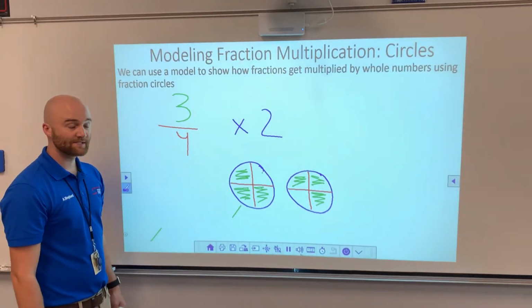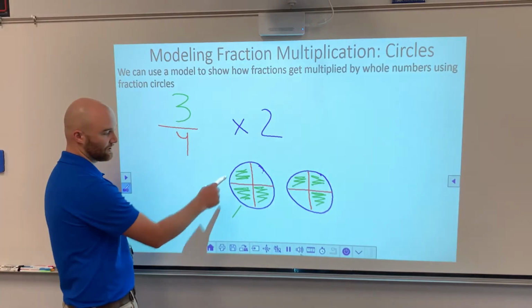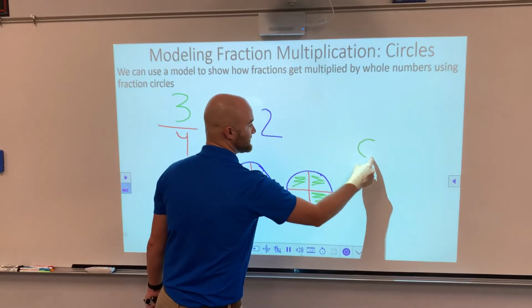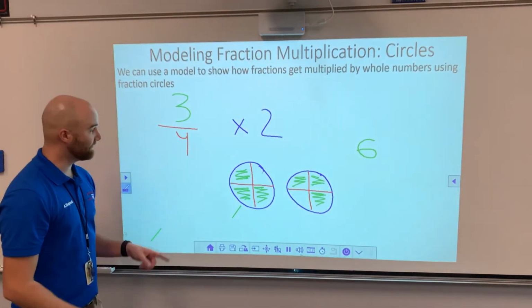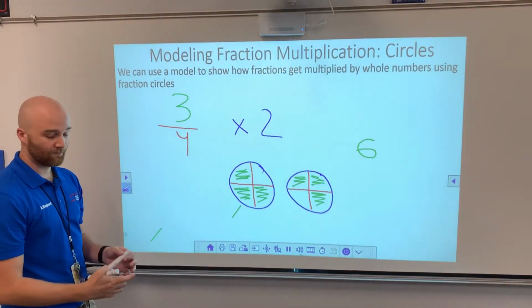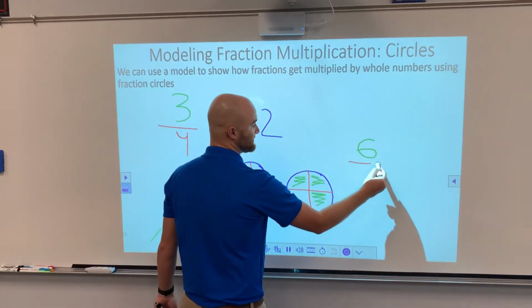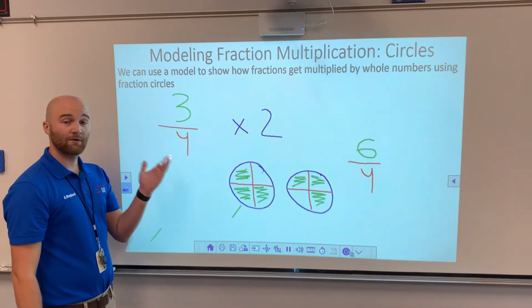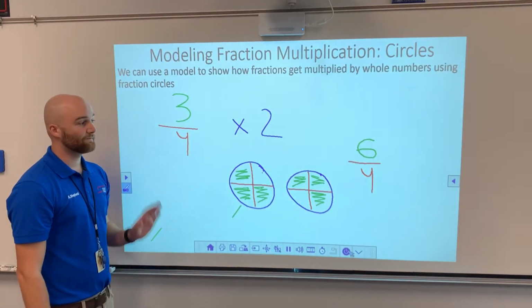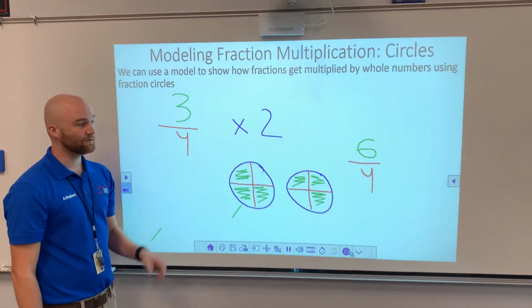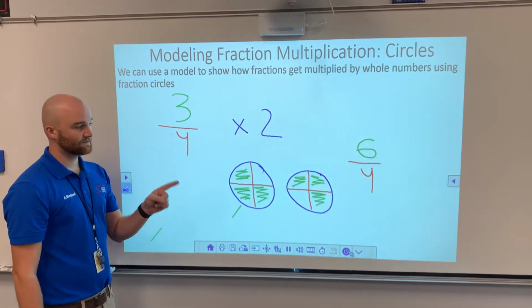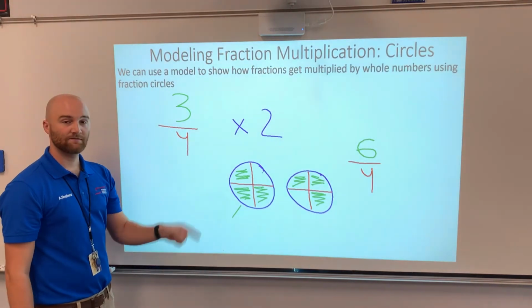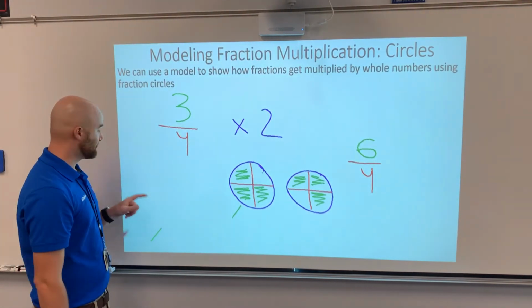The last thing I do is I count up how many parts I've shaded. 1, 2, 3, 4, 5, 6. I've shaded 6 parts, and each one of those parts are fourths. So I have 6 things that are fourths, or 6/4. That's an improper fraction, and we could change it into a mixed number, but for now, all we have to do is find our answer. We did 3/4 times 2 and it gave us 6/4. Okay, let's try one last one.